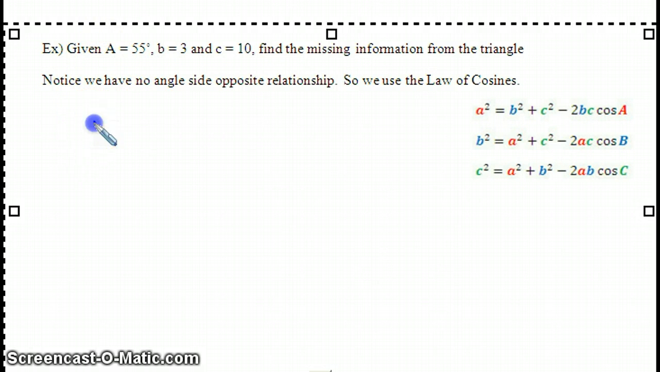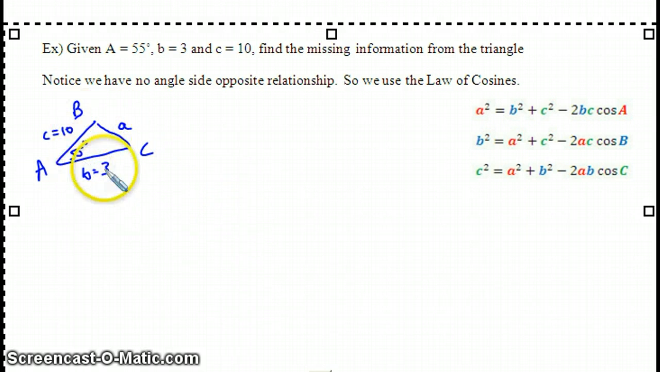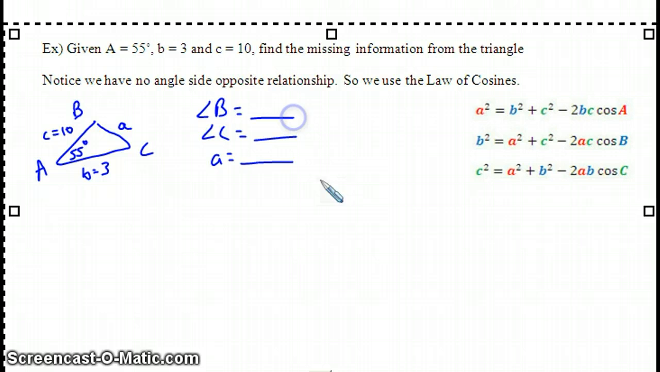Okay, so if we draw a triangle, label it A, B, and C. Angle A was 55. Side B, which would be across here, this would be side B, would be 3. And side C, which would be across from angle C, would be 10. So then this has to be side A, sorry. What are the things that I need to find? It looks like I need to find angle B and angle C, and I also need to find side A. So it's a good idea to keep in mind what we're trying to find.